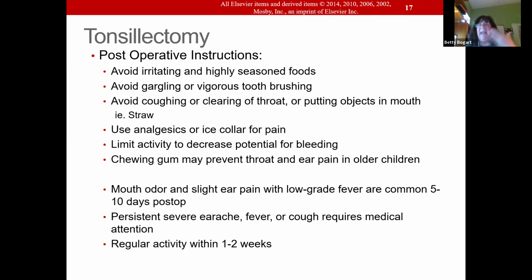You're not going to put anything in the mouth, just like epiglottitis. With tonsillectomies, no tongue depressors, nothing in the mouth to inspect the oropharynx. It will just increase the swelling or start them to bleed, okay? This is an important concept there.